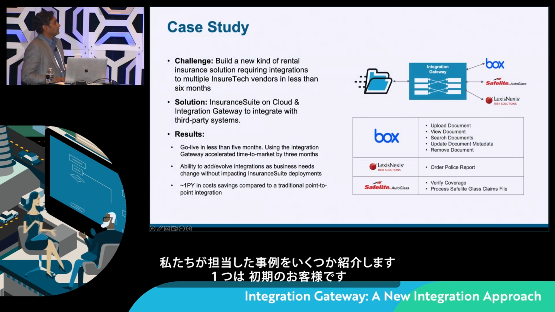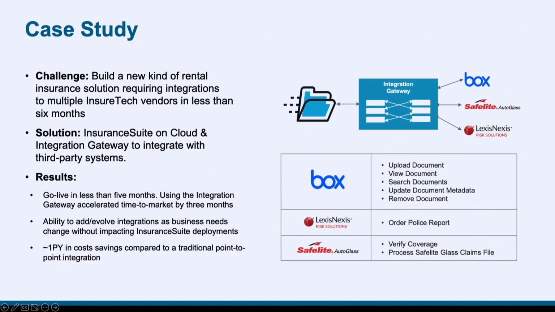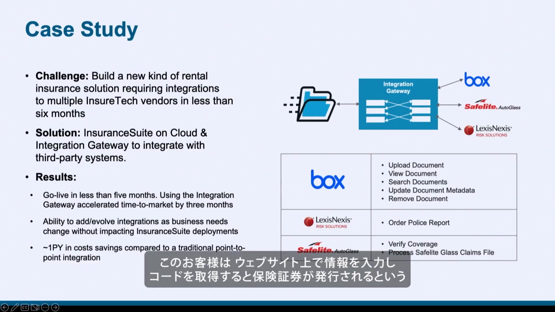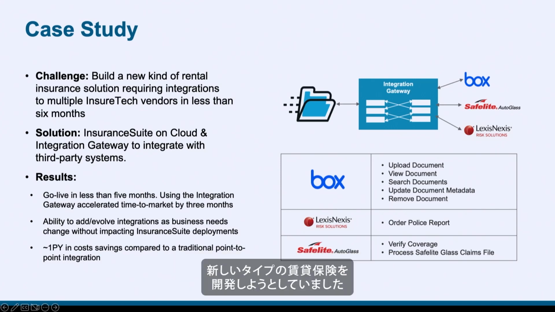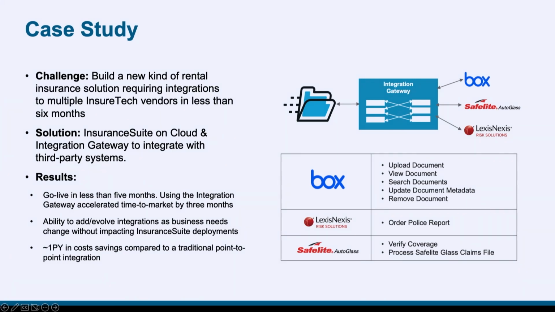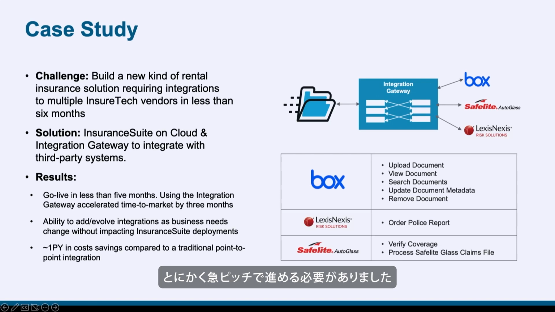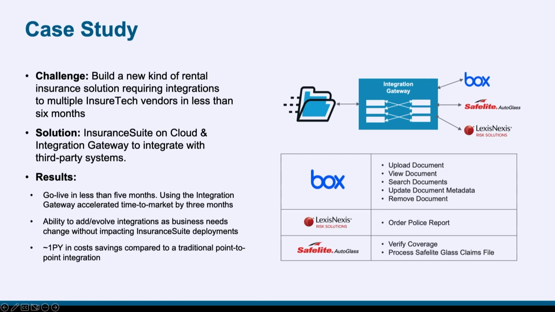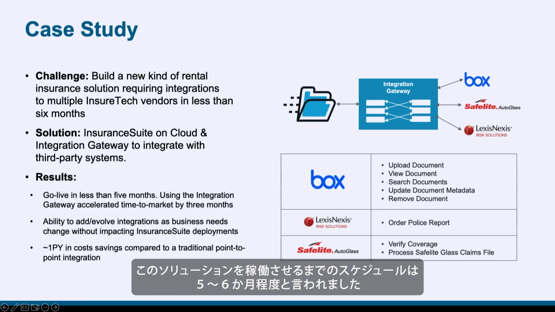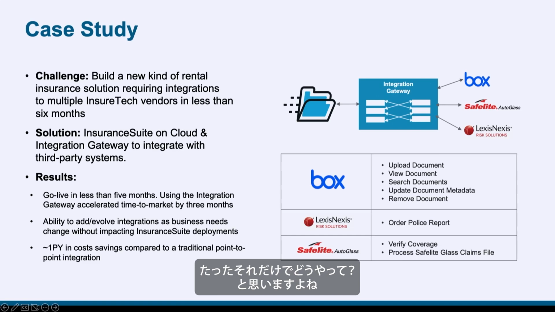So I'll share a couple of case studies we worked on with some early customers. This customer was trying to build a new kind of rental insurance where you go on the website, enter some information, get a code, and a policy is issued, right? They wanted to build something like this very quickly because they were competing with other people in this place. And they set about 5 to 6 months as the timeline to get this solution up and running. How do you do that in 5 to 6 months, right?